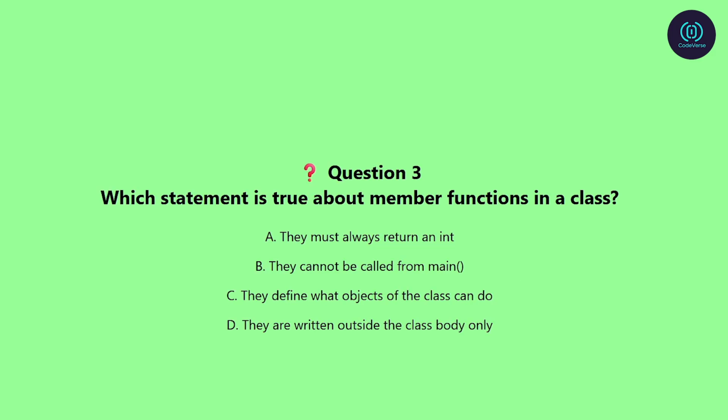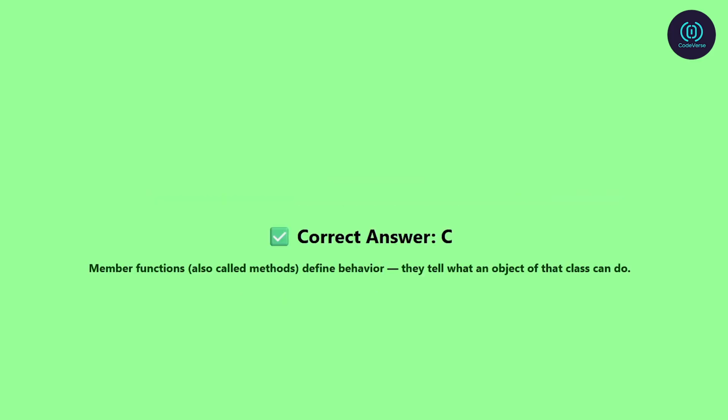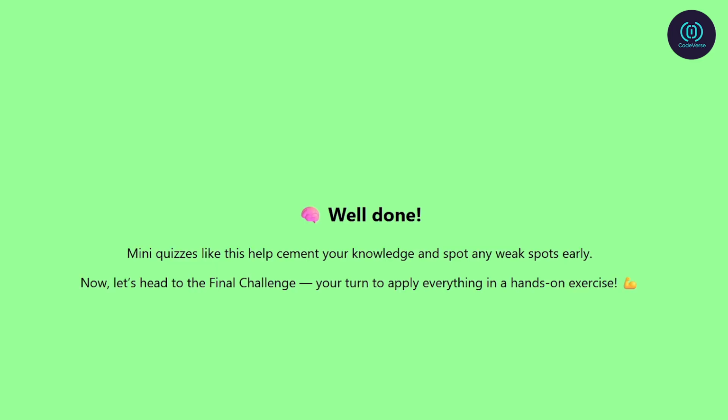Question 3. Which statement is true about member functions in a class? A. They must always return an int. B. They cannot be called from main. C. They define what objects of the class can do. D. They are written outside the class body only. Correct answer, C. Member functions, also called methods, define behavior. They tell what an object of that class can do. Well done. Mini quizzes like this help cement your knowledge and spot any weak spots early. Now, let's head to the final challenge, your turn to apply everything in a hands-on exercise.